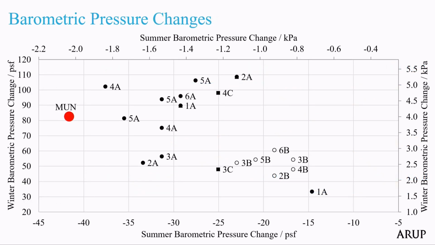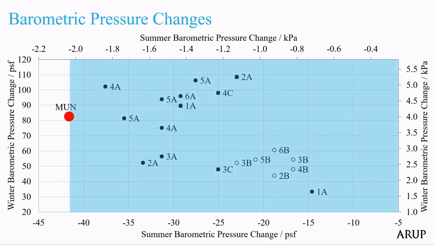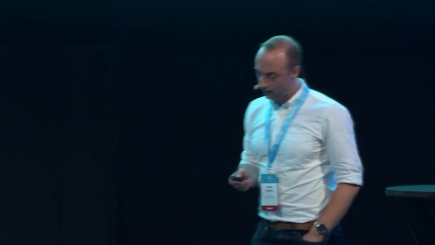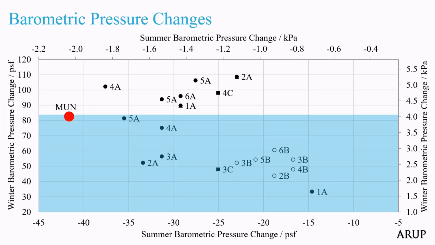And this is the plot of all those pieces of data for barometric pressure changes. So in summer conditions, all of them pretty much fall within the Munich data. But when we look at winter, there is some variation. This selection up here all fall slightly outside of that, and it's roughly a 1 kilopascal increase in those winter conditions.